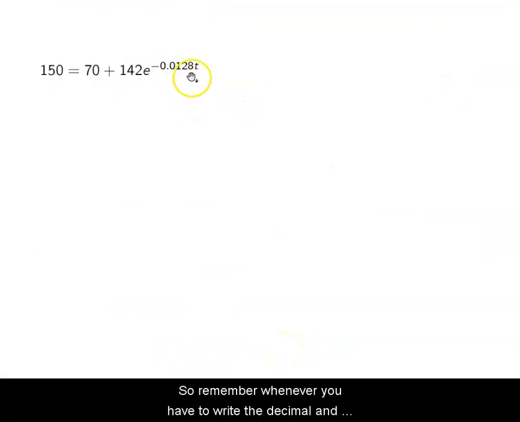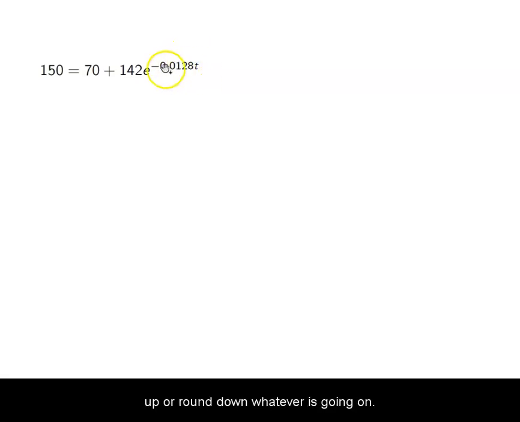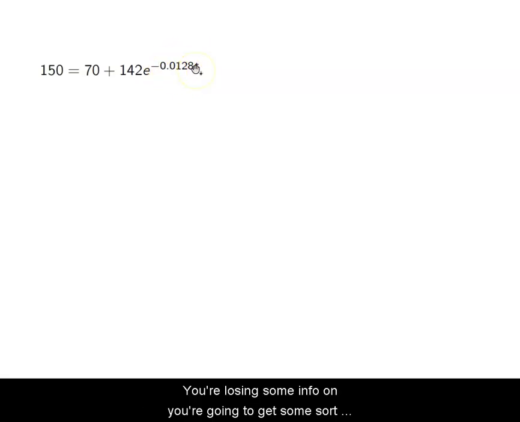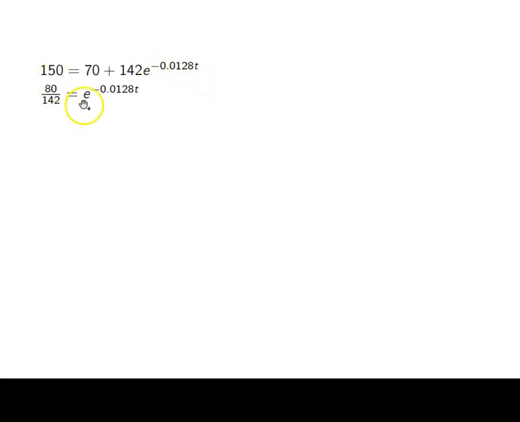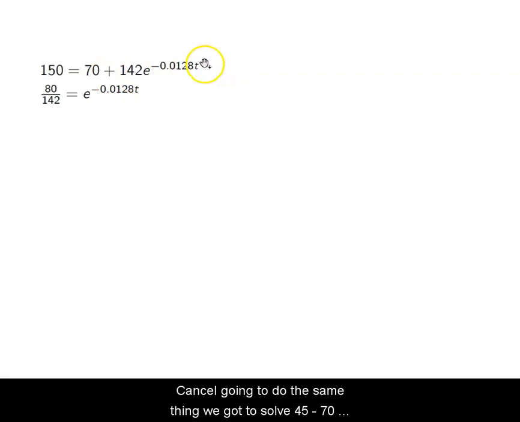So remember, whenever you have to write the decimal and you have to cut off some information, round up, round down, whatever is going on, you're losing some info and you're going to get some sort of an error. Maybe it's large, maybe it's not, right? So we're going to use this function. We're going to set it equal to 150. Okay, so we're going to do the same thing. We've got to solve for T.